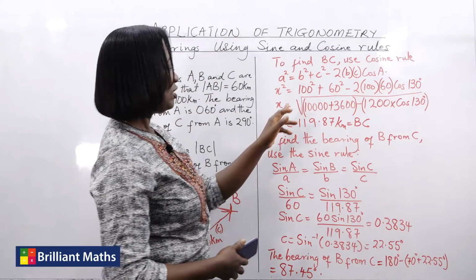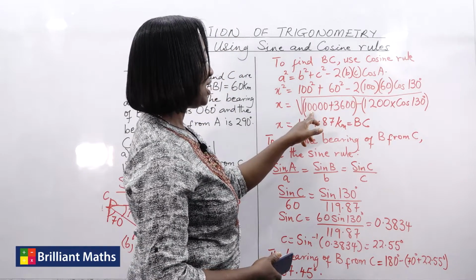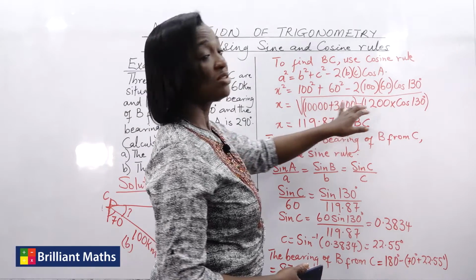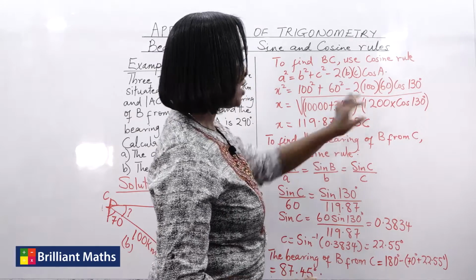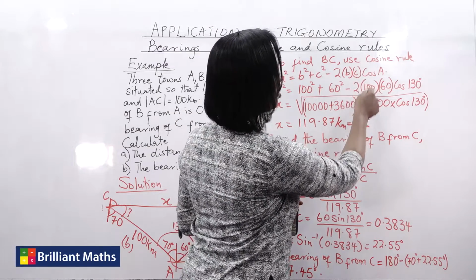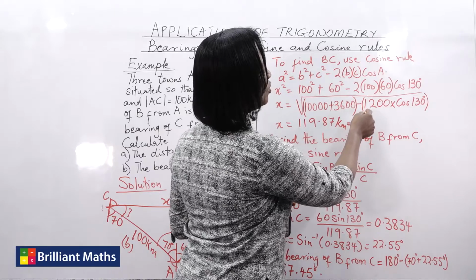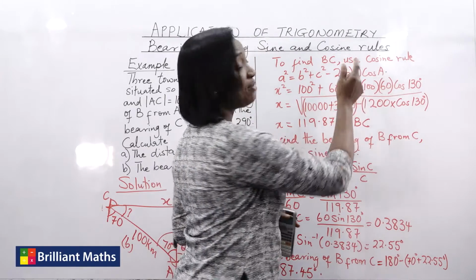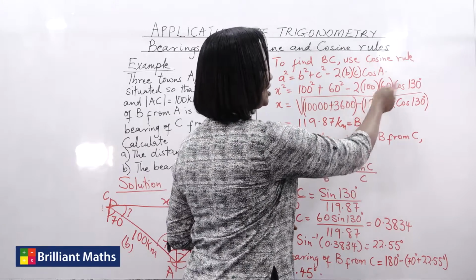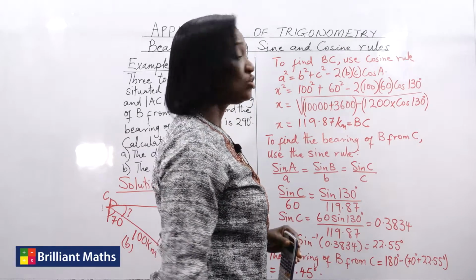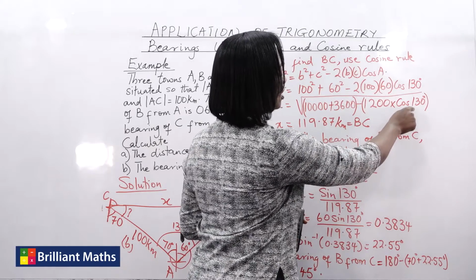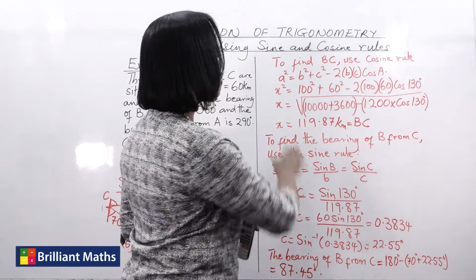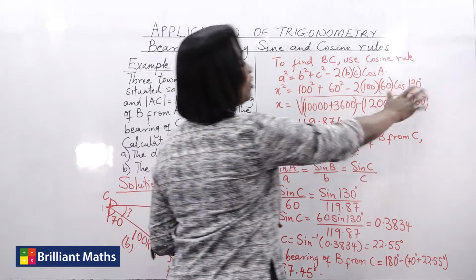100 squared is 10,000. 60 squared is 3,600 minus 2 times 100 times 60, which would give us 12,000, because 100 times 2 is 200 and 200 times 60 is 12,000, times cos 130 degrees. So to find x, it's going to be the square root of all of that.